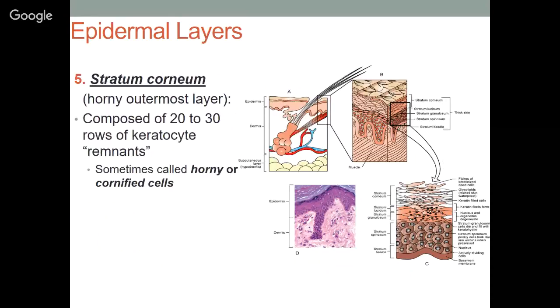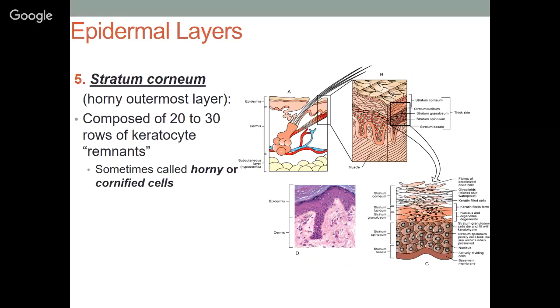This is the horny outermost layer. It's composed of 20 to 30 rows of keratinocyte remnants. So not only are these dead cells, but they are pieces of dead cells. These are also called horny or cornified cells. Now, the farther they're pushed up to the surface, the more parts you find of them, and the deader they are, until eventually they actually come off the outer layer of your skin. We are constantly shedding pieces of our skin every single day.